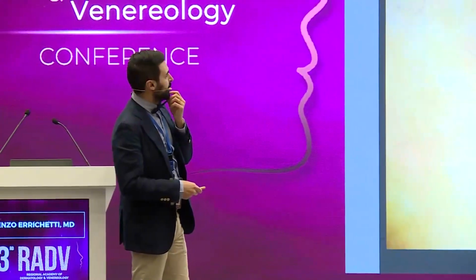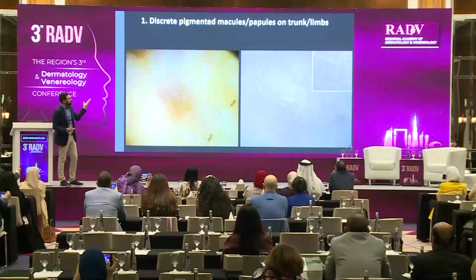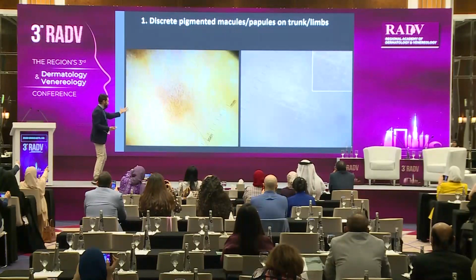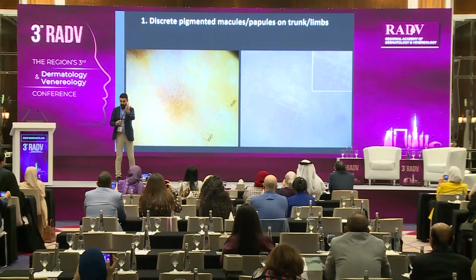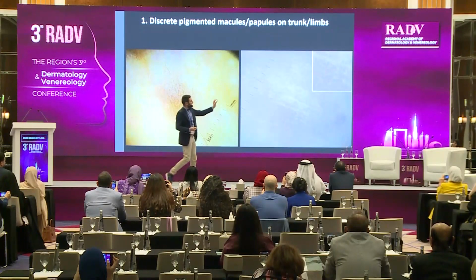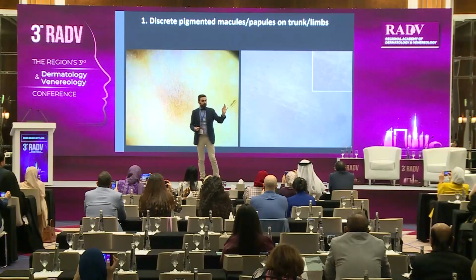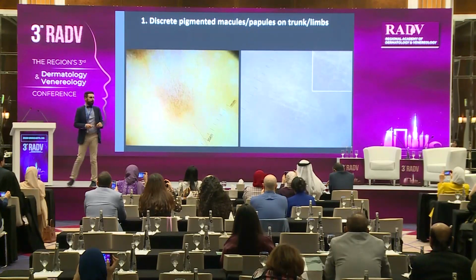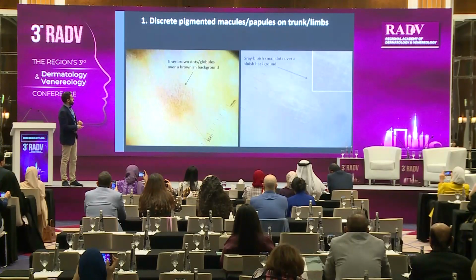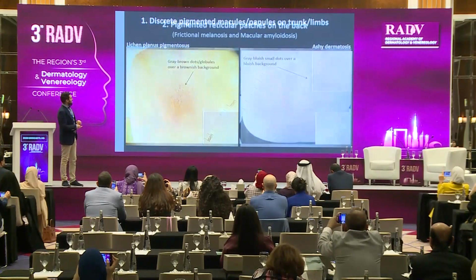So, dermoscopy. Which one? We have dots in both these cases. This one, because it's brown. Okay, brown and bigger. Yeah. In this case, they are gray and smaller. So, yeah, correct. That one is ashy dermatosis. Perfect. You are too good.